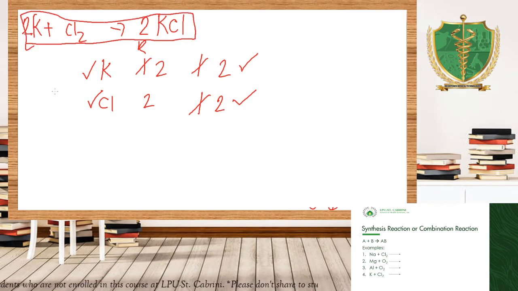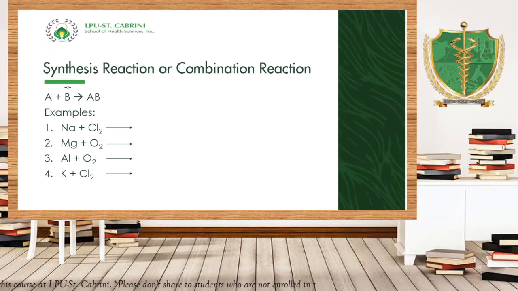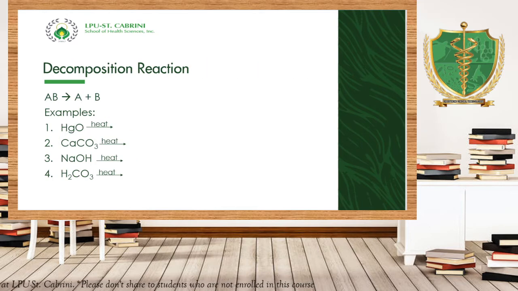Now take note guys, again, please remember, wag mong kalilimutan. Okay? Makikitandaan naman, okay, that a synthesis reaction is A plus B will give you AB. Okay? Synthesis reaction is A plus B will give you AB. Okay? Next. What will be our next? Our next type of reaction is decomposition reaction. Okay? What does it mean?